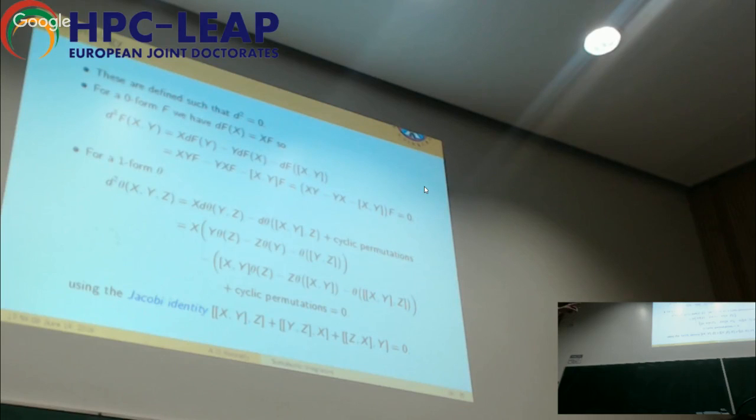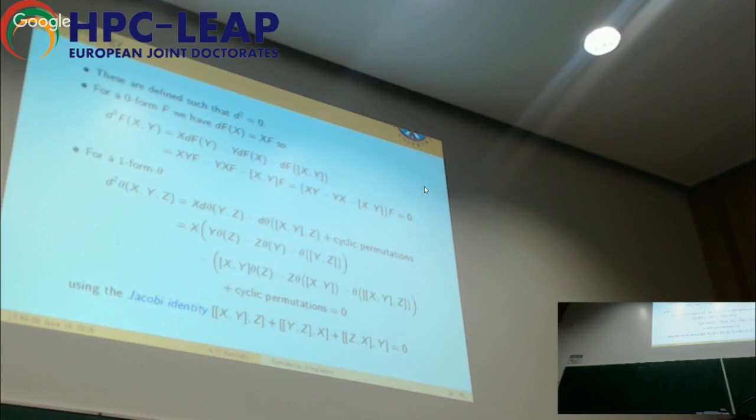Well, the commutator term gives me the commutator of x and y, which is a vector field, applied to theta of z, minus z applied to theta of the commutator of x and y. And finally, theta of the commutator of x and y with z, so a double commutator. So I'm just substituting the definition of what I mean by d theta into the definition of d theta.